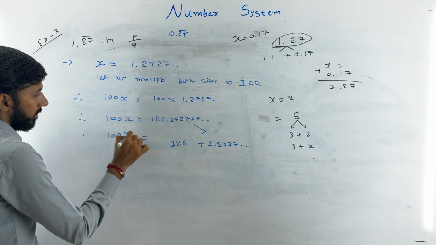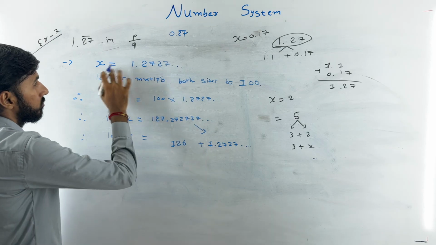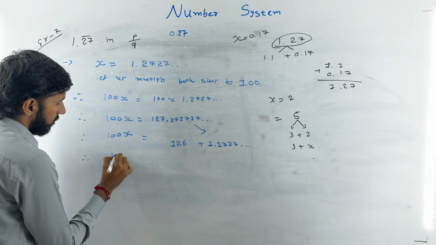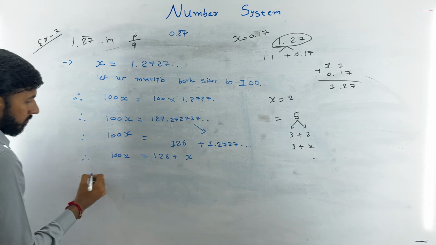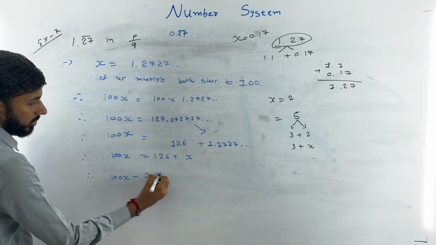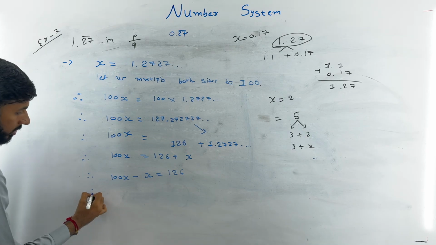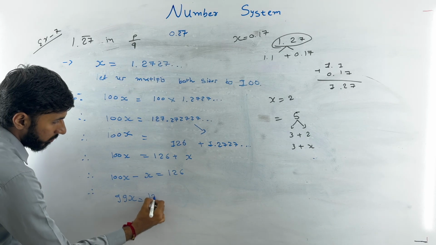Here I have 100x. Now I can write x instead of this because we assumed that x equal to this. So 100x equal to 126 plus x. Now let us put x on this side. So 100x minus x equal to 126. Now it is very easy. 100 minus 1 equal to 99x equal to 126.